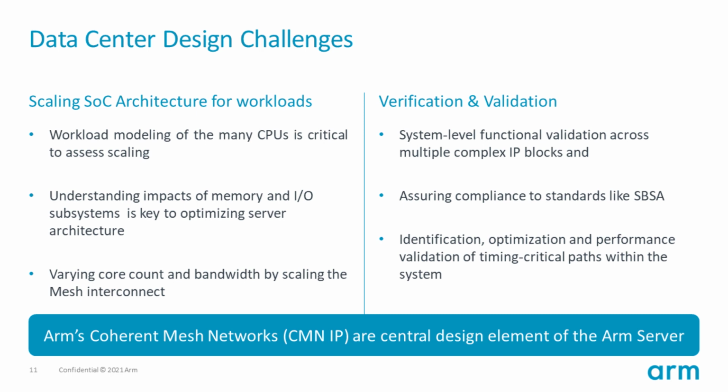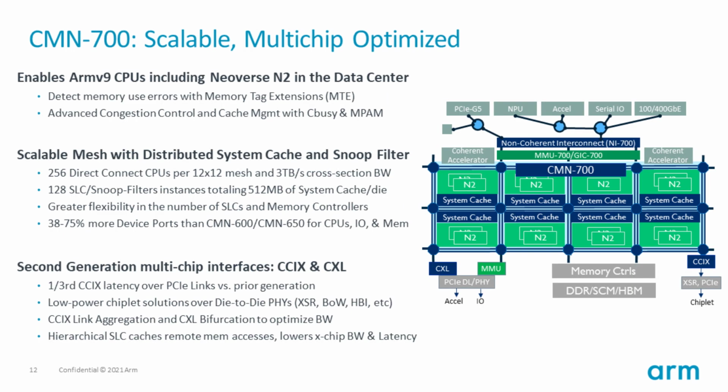Now, at the heart of the design is Arm's SOC Coherent Mesh Network. The CMN IP and configuring and optimizing the central design element is the key for meeting these two design challenges. Arm's highly scalable, multi-chip optimized, PCIe Gen 5 ready coherent mesh network is at the heart of the Neoverse N2 reference design, enabling key features from Arm v9 architecture, including memory tagging extensions. Tuning the highly configurable mesh topology and distributed system cache for this IP for the desired core count and workloads is a primary objective for the SOC architect.